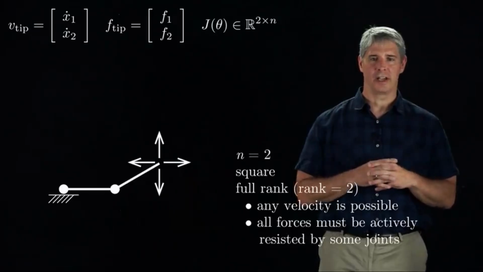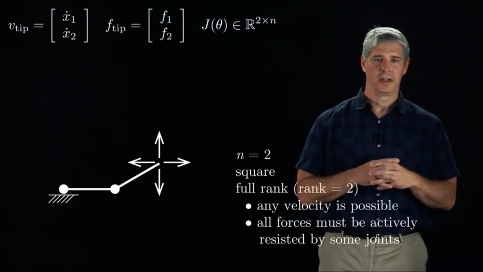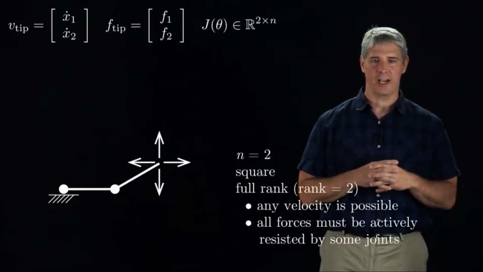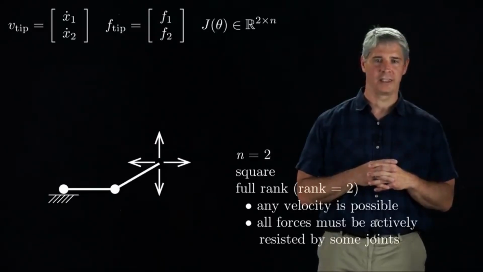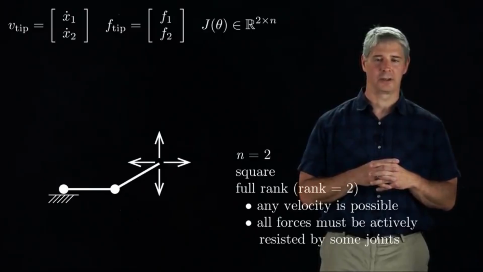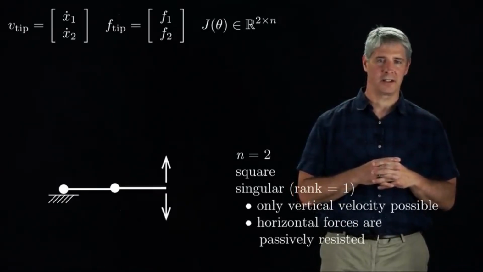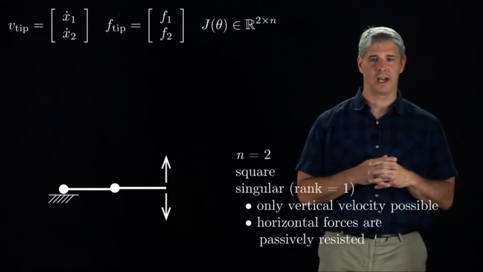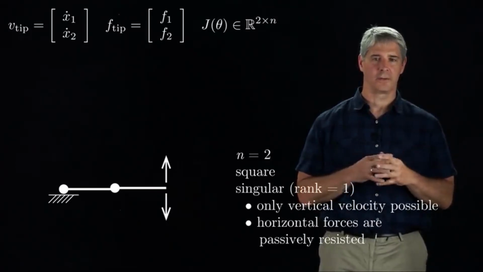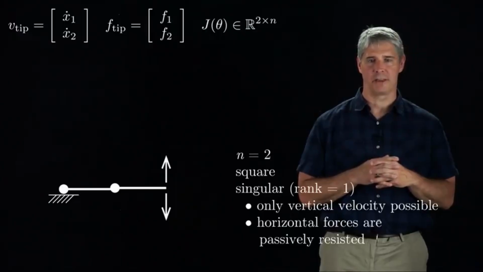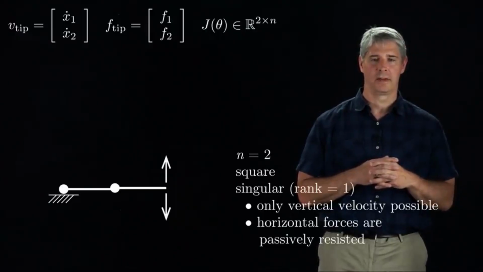This 2R robot has a square Jacobian that has rank equal to 2 at the configuration shown. This means that any tip velocity is possible, and any force applied to the tip must be actively resisted by the joints. In this picture, the 2R robot is at a singular configuration, where only vertical velocities are possible, and horizontal forces can be passively resisted by the mechanical structure of the robot.